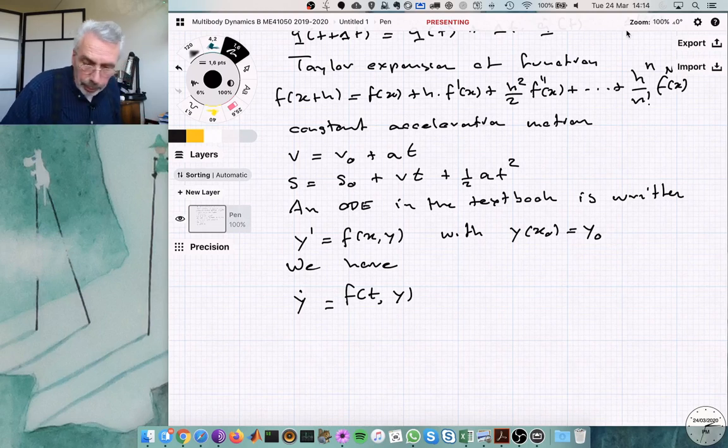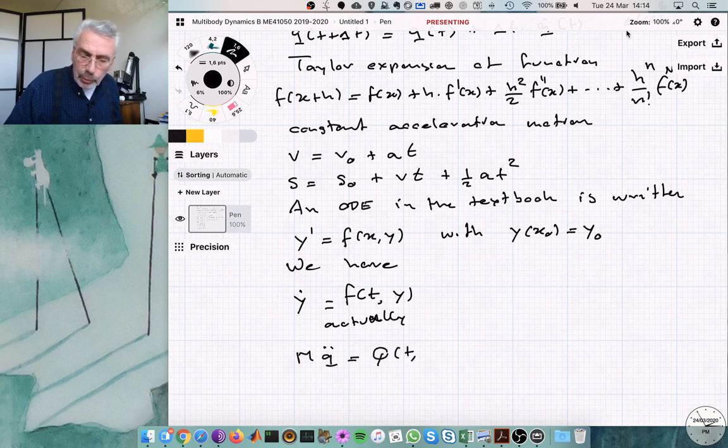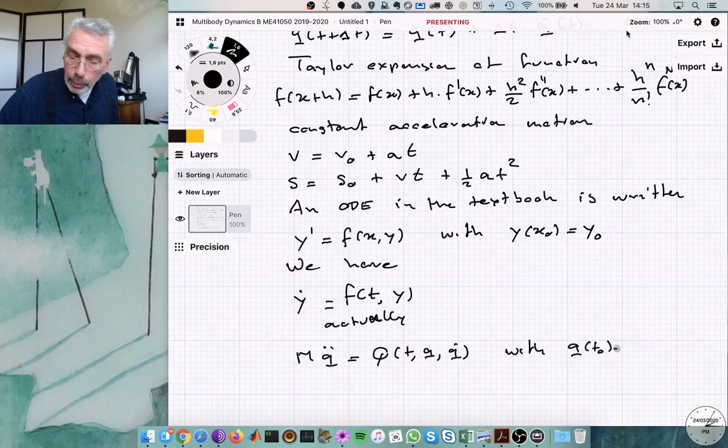Actually, we have a little bit more complex one, because we don't have a differential equation for the speed, but we have a differential equation for the acceleration. So what we have is something like m times q double dot is forces which are a function of time, the position, and the speed, something like that. And then with some initial values, and of course we have two sets of initial values, one on the coordinates, q0, and one on the speeds at t0.